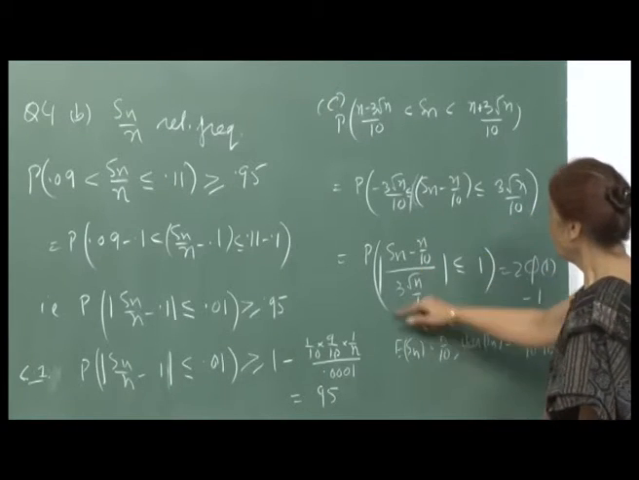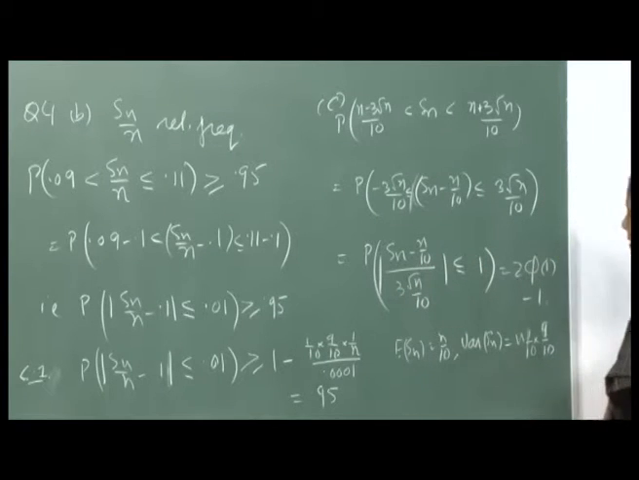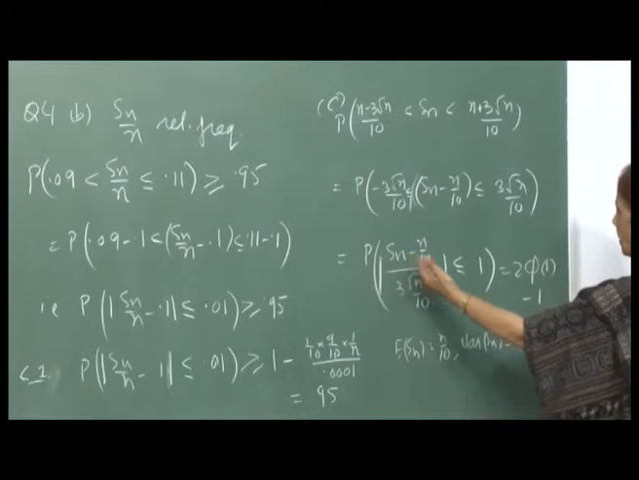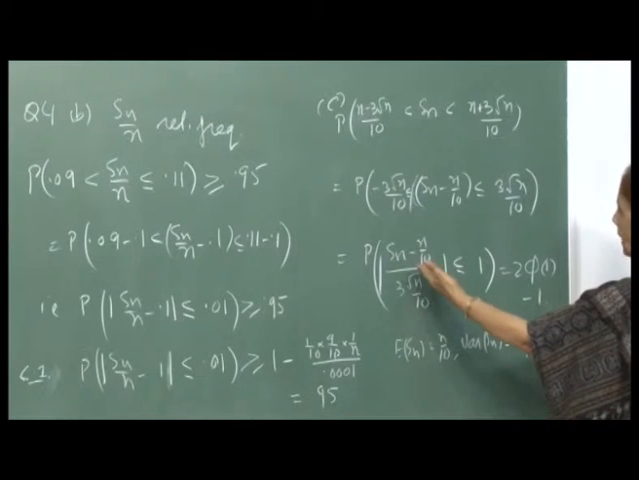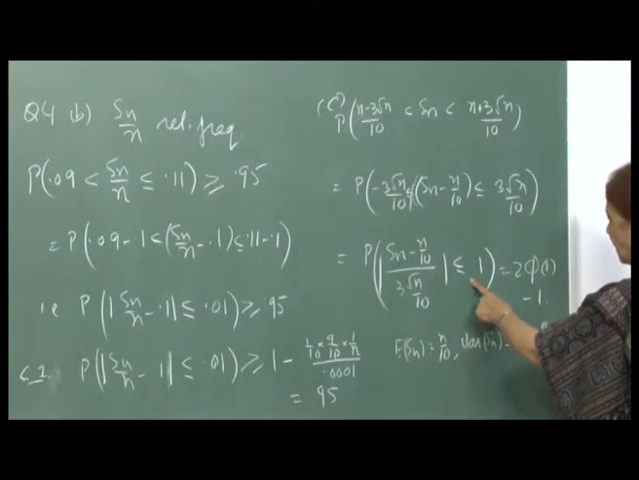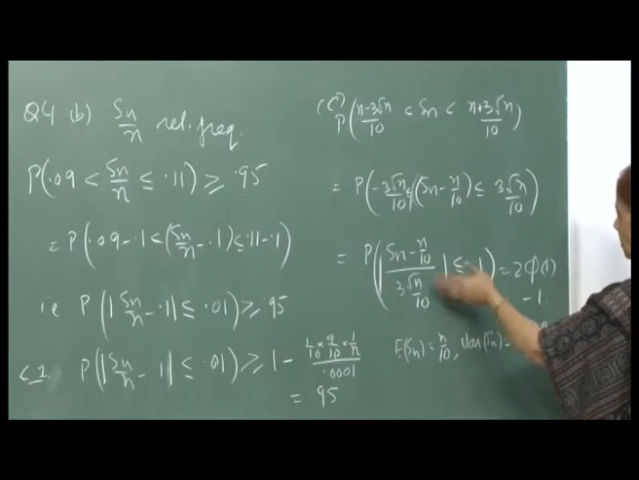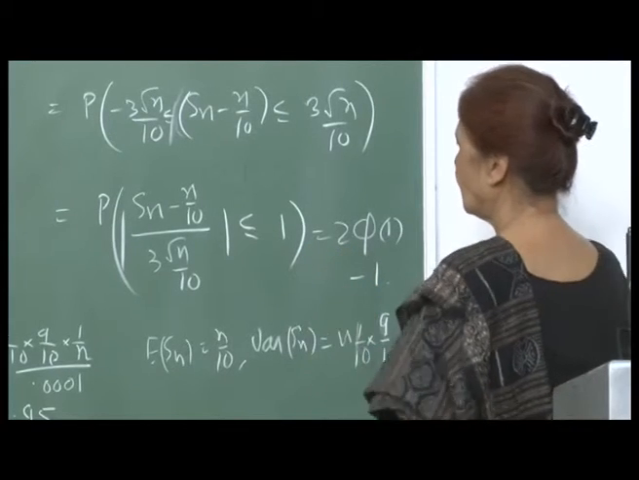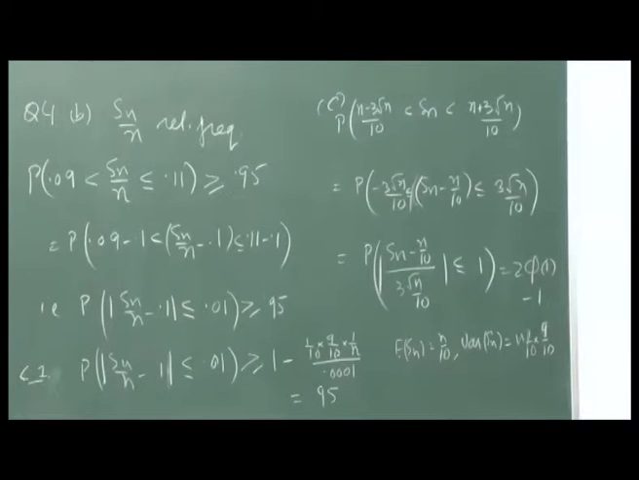So, when you divide, this becomes a standard normal variate, and the central limit theorem says that for n large enough, you want to compute this approximate probability, which is 2 times the normal value at 1 minus 1. The value is given to you at the end of the problem, and so you can compute this. So, this was a good use of the central limit theorem.